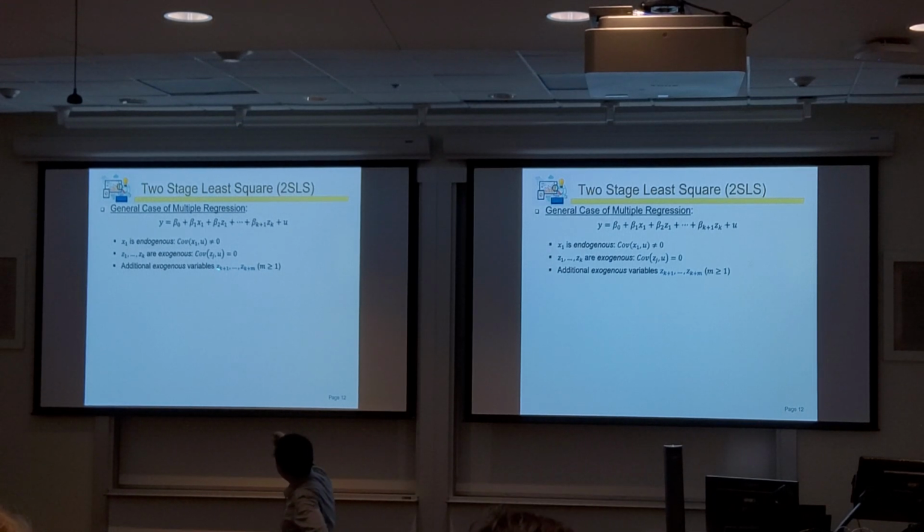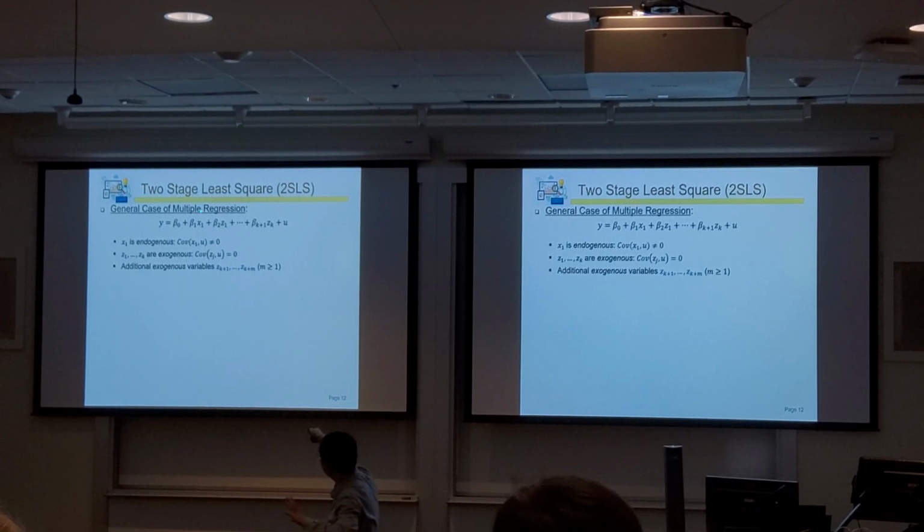So let's say we only have one endogenous X variable. Only X1 is endogenous. And all the other independent variables in the original regression are all exogenous. They are all good. They are not correlated with the error term. Only the first X variable is correlated with it. But now let's say I managed to find more IVs. I managed to find m IVs.